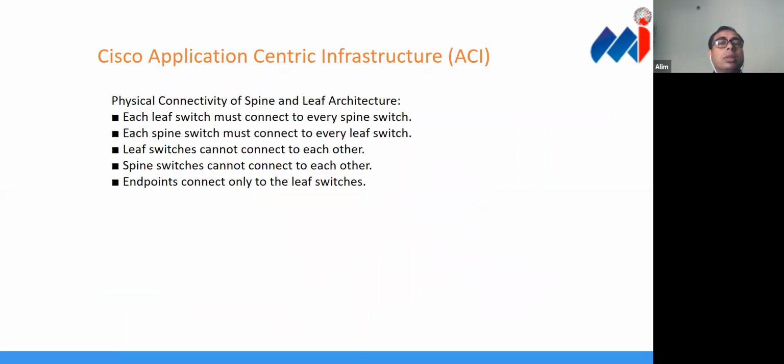Okay. So what are the rules of connectivity for spine and leaf? Each leaf switch must connect to every spine. Each spine must connect to every leaf. Leaf switches cannot connect to each other. Spine switches cannot connect to each other. Endpoints connect only to leaf switches.